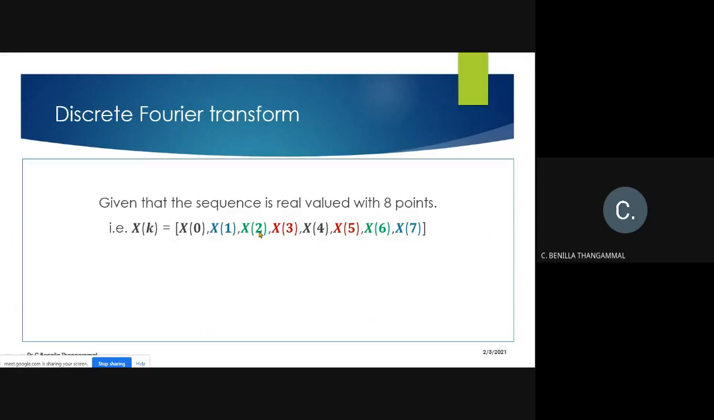So among x of 1, x of 2, x of 3, x of 5, x of 6, x of 7, these 6 values, if any 3 values are given, the remaining 3 values we can find easily here without any calculation. So here in our problem, they have given the first 6 values: 5, 1 minus 3j, 0, 3 minus 4j, 0, 3 plus 4j. They ask you to find the 6th and 7th positions.